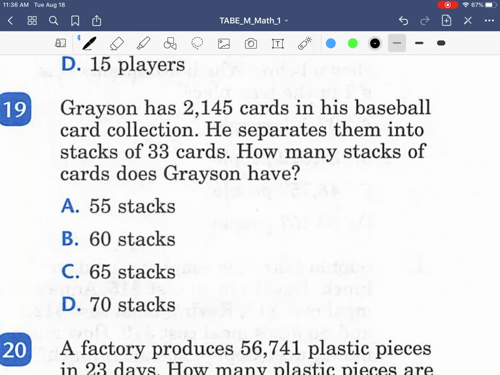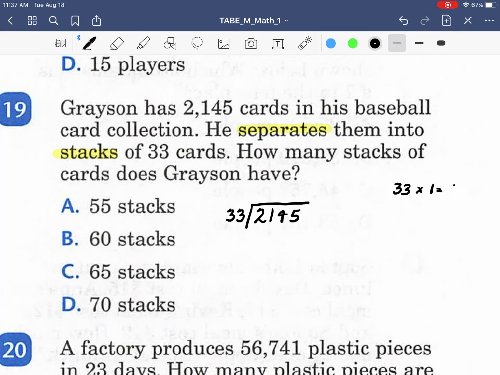Number 19. Grayson has 2,145 cards in his baseball card collection. He separates them into stacks of 33 cards. So the clue is separated stacks. Those are groups. How many stacks of cards does Grayson have? So we take the 2,145 and divide that by 33.